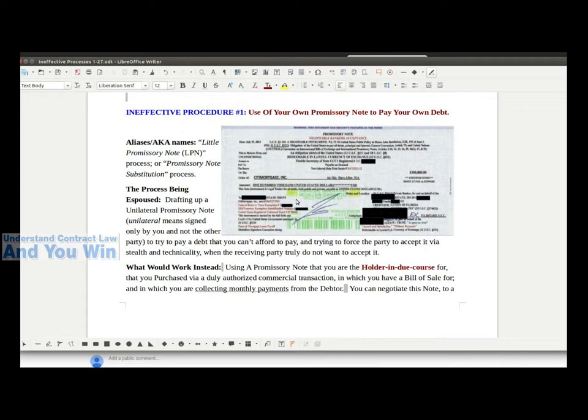And you already have been failing to pay the promissory note. Or you haven't been failing to pay. Let's say you're making your monthly mortgage payments. Then what's the point of sending this?